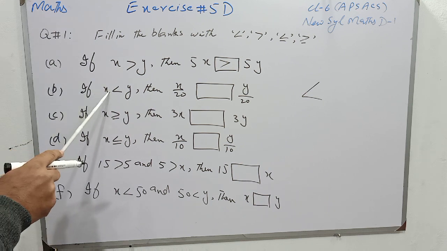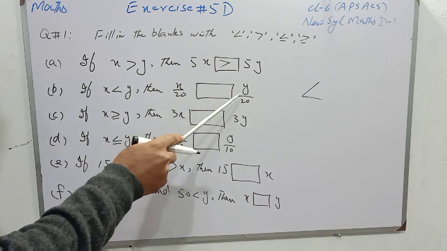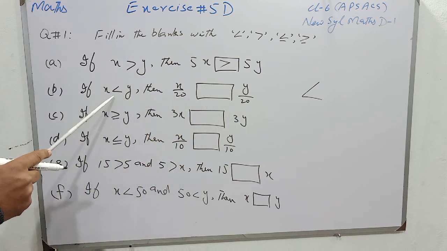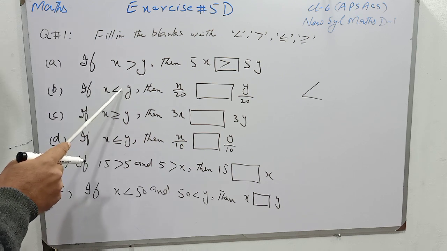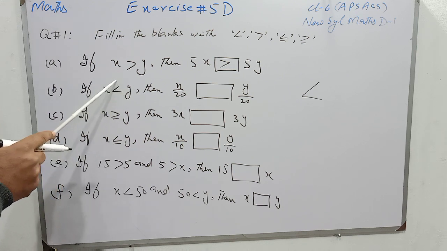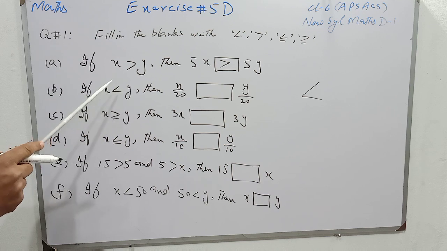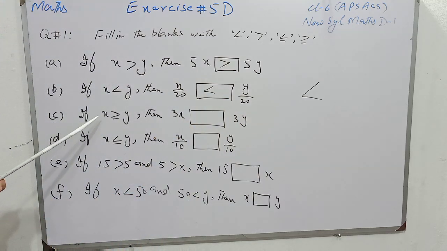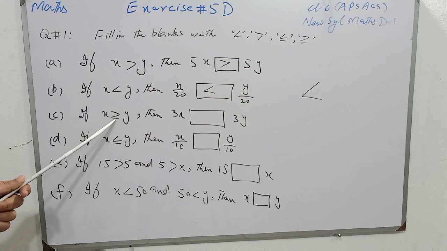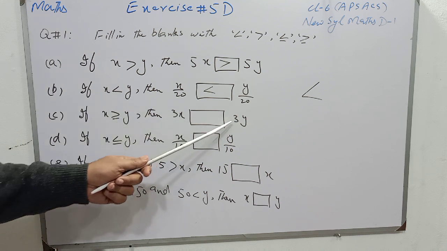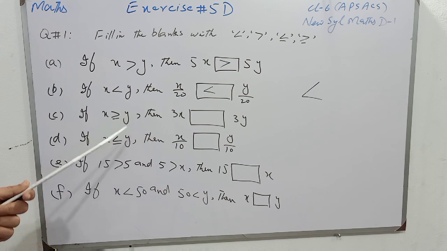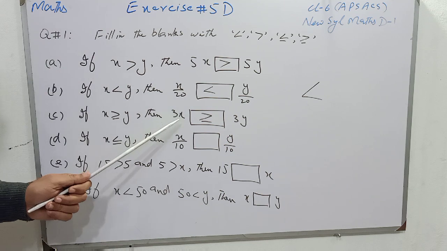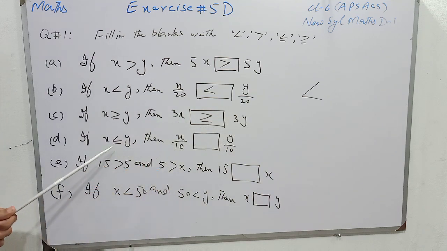Part B is, students, if x is less than y, then x over 20 and y over 20, we have to fill in the blanks. Students, if a positive number is dividing the sides of the inequality, then the direction of the sign will never be changed. So the less than sign will be used here. In part C, if x is greater than or equal to y, then 3x and 3y, students, again a positive number is multiplying on both sides, so we will not change the direction of the sign. So it is written as 3x is greater than or equal to 3y.